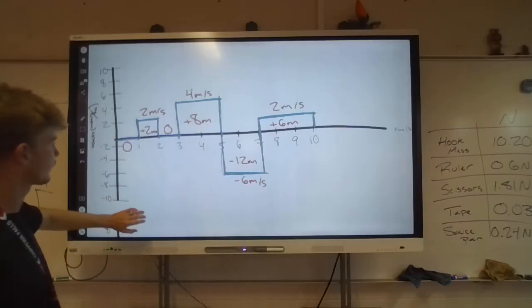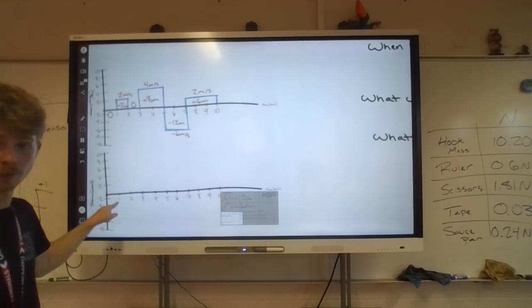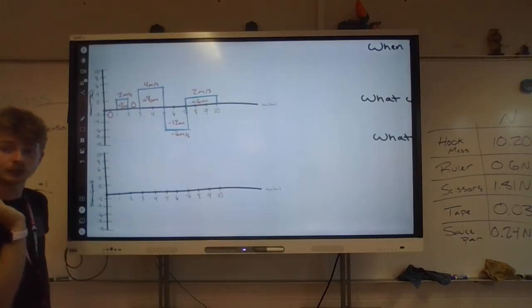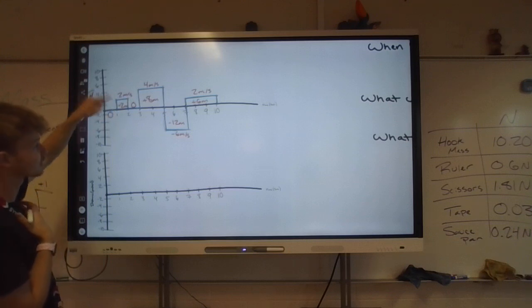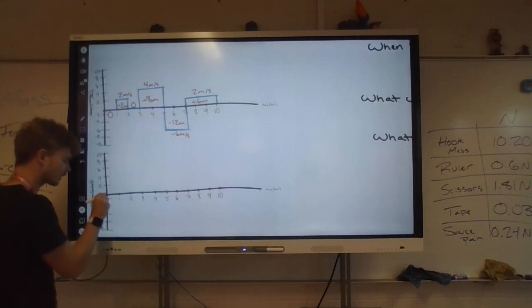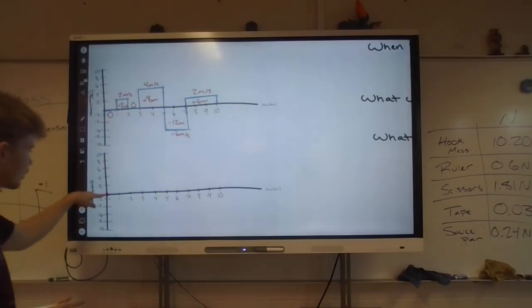Okay, I'm going to show both of them. So now that I have this information, I can start making my position over time graph down here. I'm just going to choose a starting point, because we can't figure out what the starting point was based on our velocity over time graph. I'm just going to say I started at the starting line because I'm no cheater. I didn't get a head start.